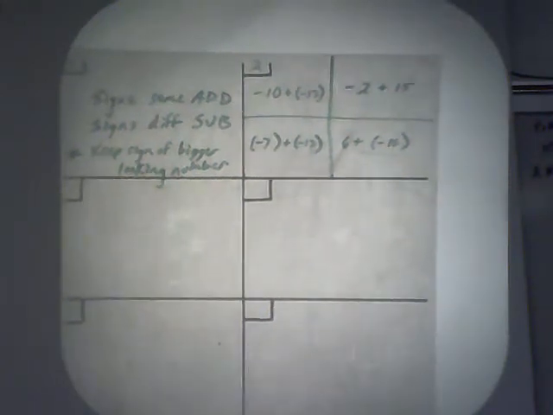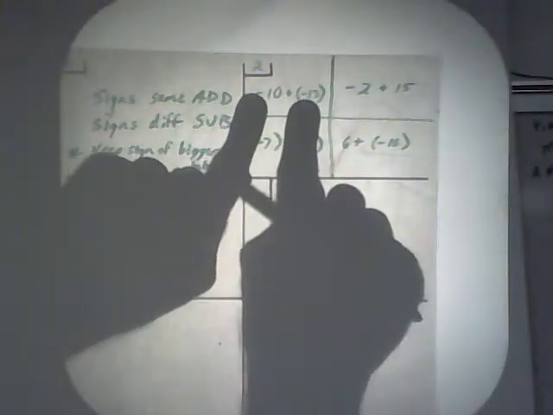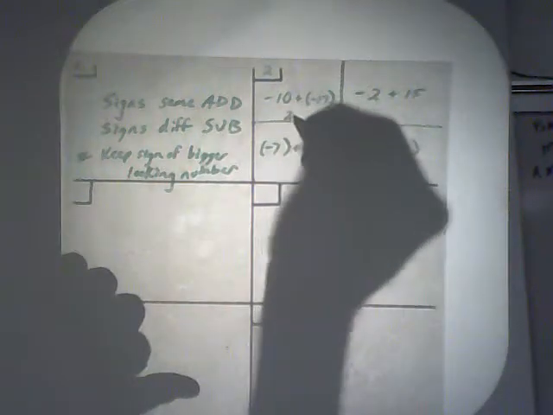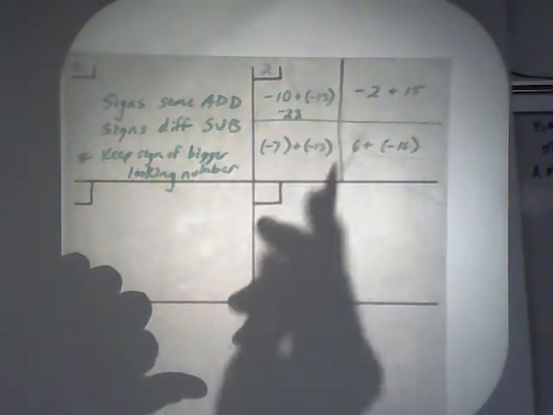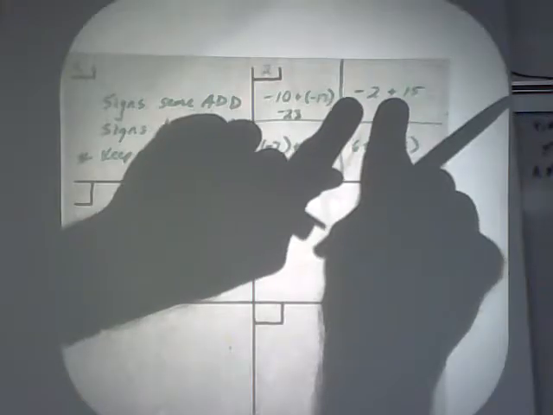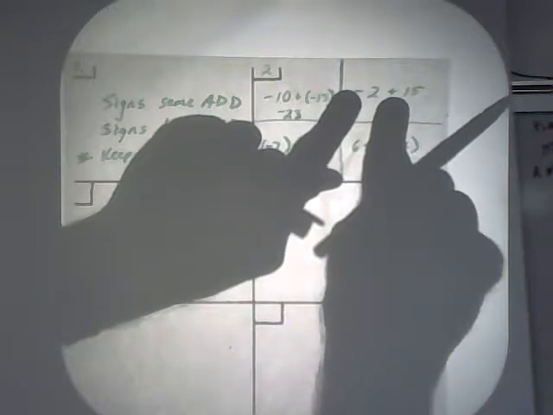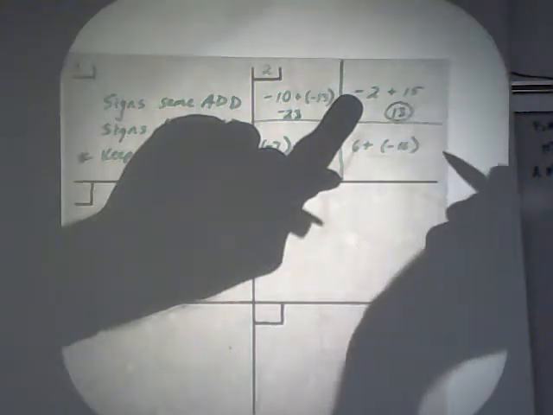Okay, so here we go. Are my signs the same or different? They're the same. So I add. Keep the sign of the bigger looking number. 13's bigger looking. I got a negative. My signs are different. If my signs are different, what do I do? Subtract. Keep the sign of the bigger looking number. I get a positive 13.